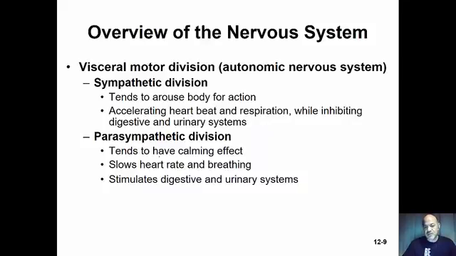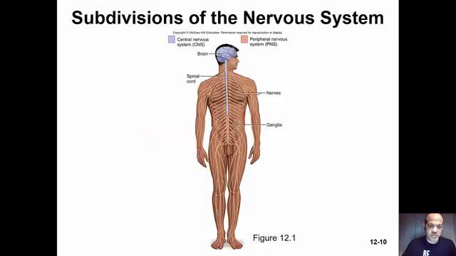Parasympathetic division is different. It's going to have an opposite effect here. It's going to have a calming effect, slow the heart rate, slow breathing. And then we're going to stimulate digestion and urinary systems. So here we'd send more blood to these systems so they can become more active. And so that would be the parasympathetic division.